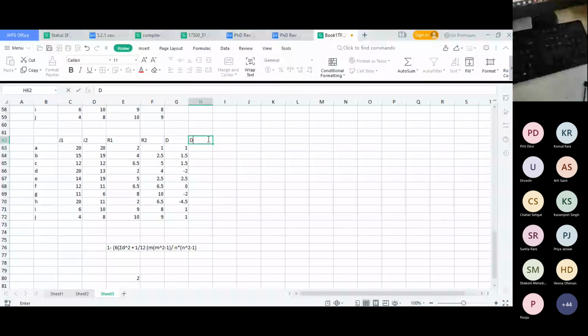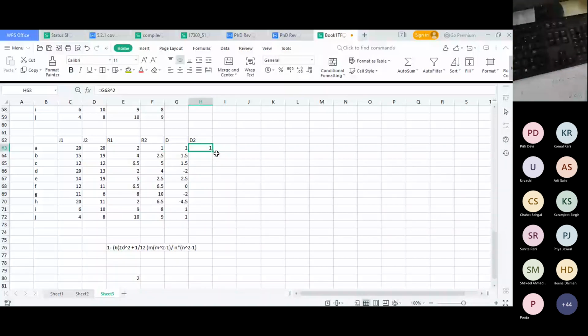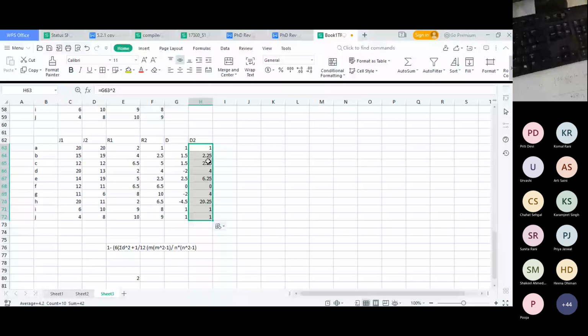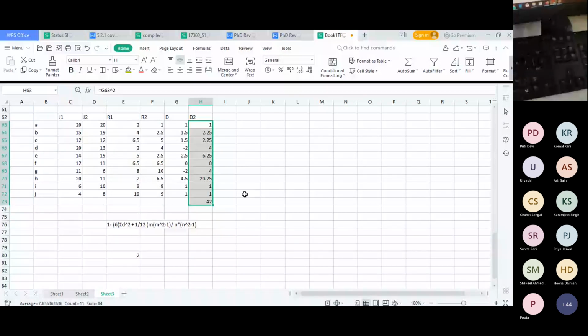Then we have to calculate d square. So we have to make the square of these d's, raised to the power 2. So we can calculate the squares of these. This is the d square values, and now we have to take the sum of all these d squares. So 42 will be your value of summation d square.